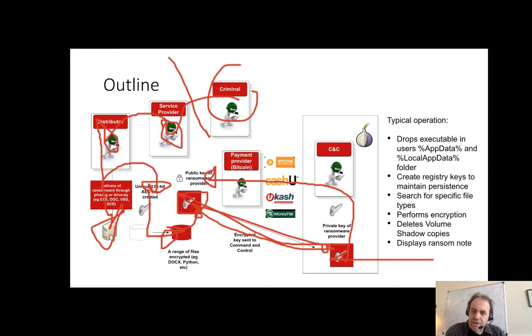Okay, so normally the executable sits within the user app data folder. It creates a registry key to maintain persistence on the machine, and then it will generally encrypt. It will disable shadow copies and make sure there aren't any copies of files stored on the machine.